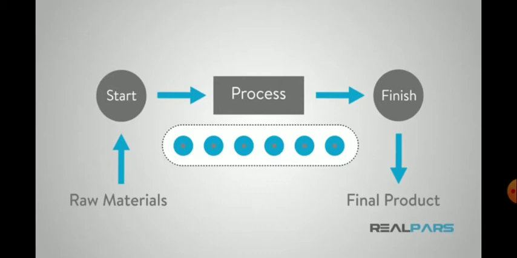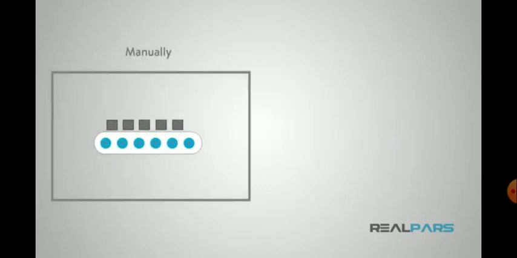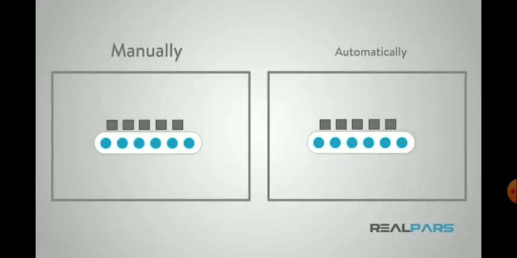So here, I have a process. The raw materials can be considered as the input for this process, and the final product can be considered as the output, or as the final outcome. Now, just as the process of turning on and off a light, this process of manufacturing a product in a factory can happen either manually or automatically.